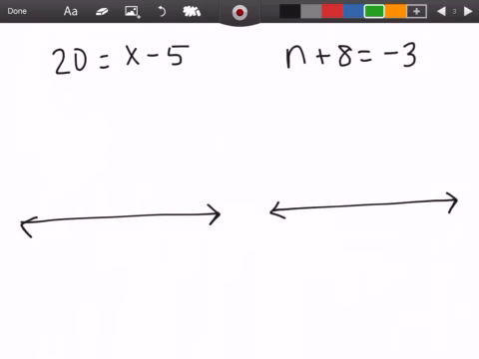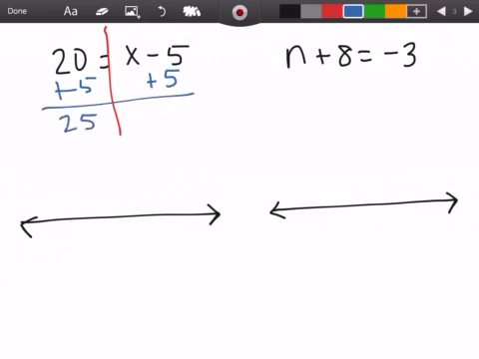Alright, let's solve a couple more. 20 equals x minus 5. Now, this time, the variable, the x, is on the right-hand side. So I'm going to look on that side first. I see that x is being subtracted by 5, so the opposite of that would be to add 5. And I'm going to do that to both sides. 20 plus 5 is 25 equals, and then on this side, the minus 5 and the plus 5 cancel, and we're left with x. So 25 equals x.